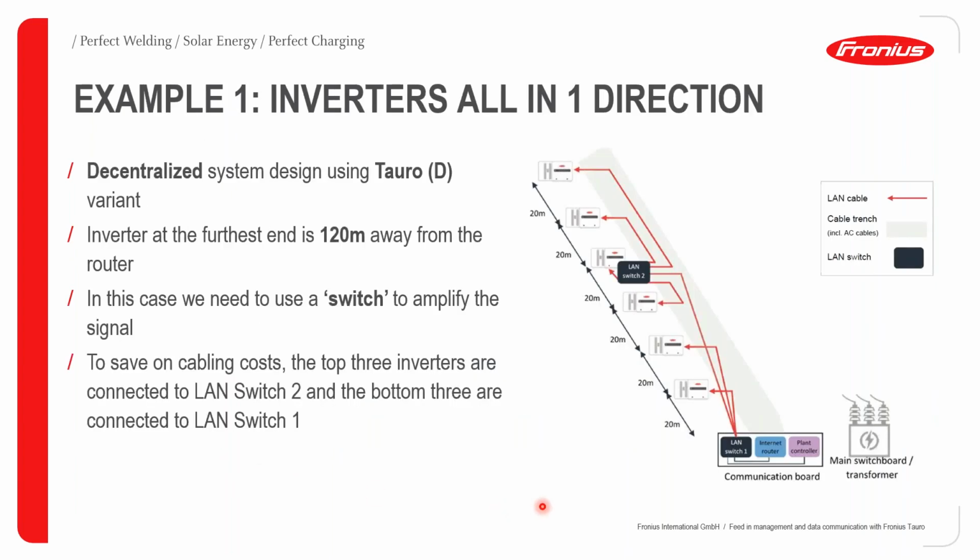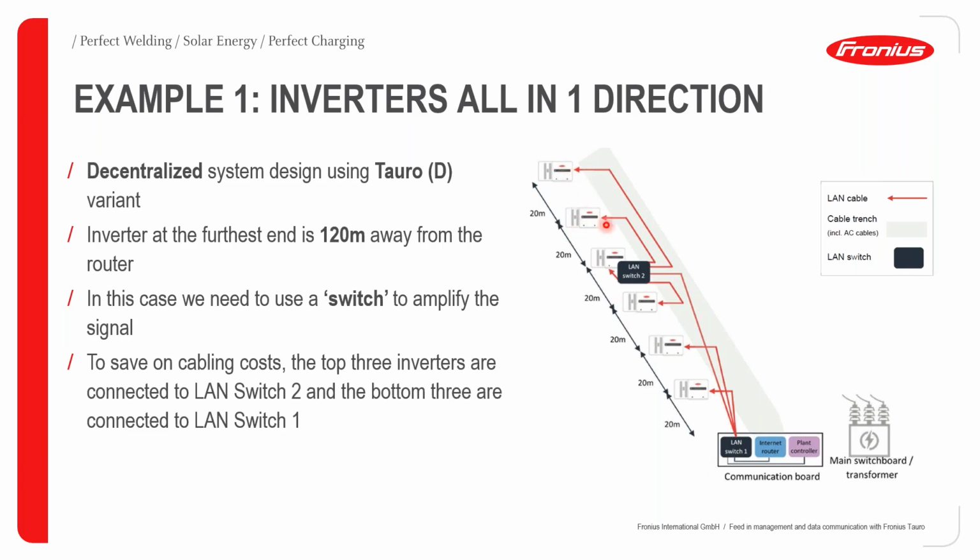Okay, we're just going to have a look at a few examples of how the Tauro can communicate, or can be set up for communication. The first example is that we are using the Tauro D version, which is the decentralized version, and all our inverters are in one direction. So in this case, our cable trench is in one direction, and it runs directly from our communication board through to the last inverter.